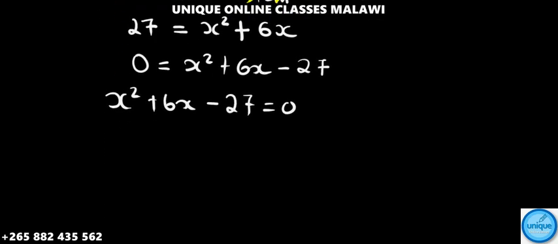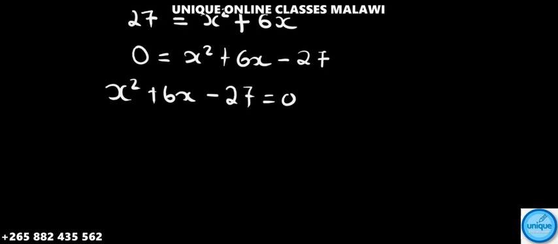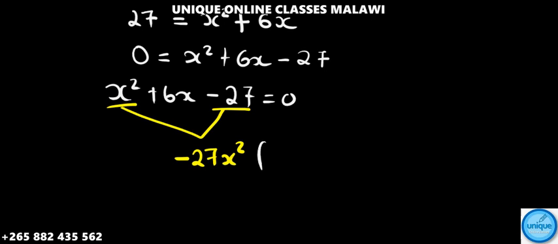Then we solve this by factorization, or even using the quadratic formula, or you can use completing the square. So the easiest way is factorization, because this equation is factorizable. So what we do is multiply the first term and the third term, and the answer is negative 27x squared. Whenever you multiply the third term and the first term and get a negative, it means you have only two pairs of factors.